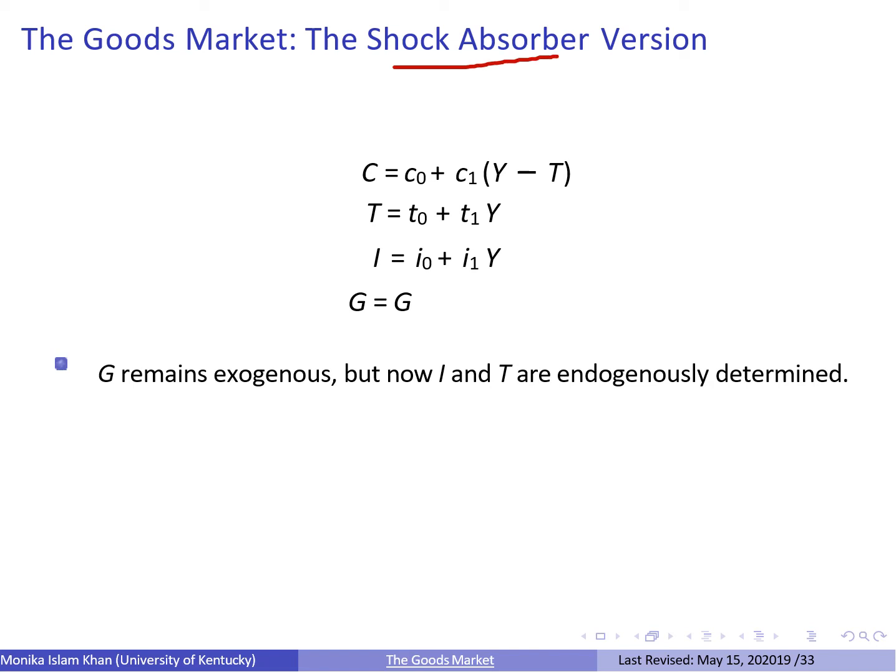The consumption function looks similar to what we've seen before, and government spending is still exogenous. However, investment and taxes are endogenous, that is, they are endogenously determined within the model. Here, T0 is the level of taxes the government needs to pay for the bare minimum level of services, and T1 here is the tax rate. I0 is the minimum level of investment needed to keep the economy running, and I1 here is the amount invested for every $1 of output.